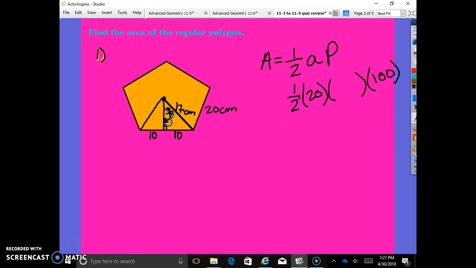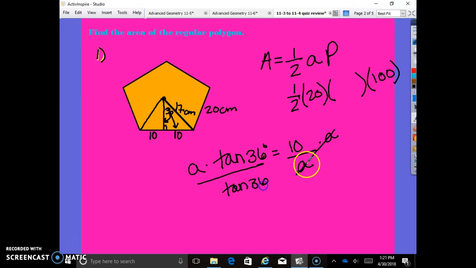We need adjacent. We have opposite. So that's going to be tan. Tan of 36 degrees equals opposite over adjacent, our apothem. So I multiply by A on both sides, and then I can divide out the tan 36 on both sides, which basically just makes the tan 36 and the A switch places. So our A equals 10 divided by tan 36.